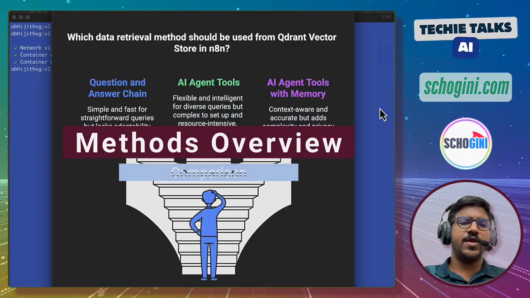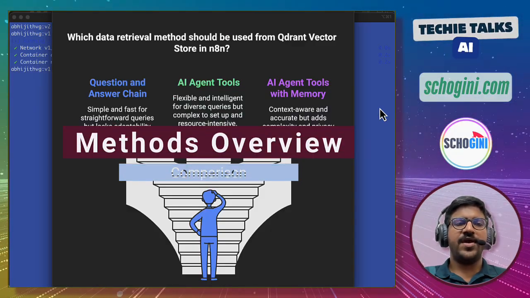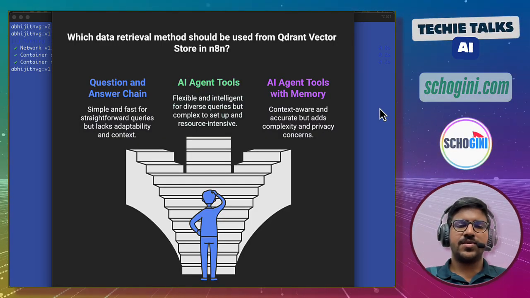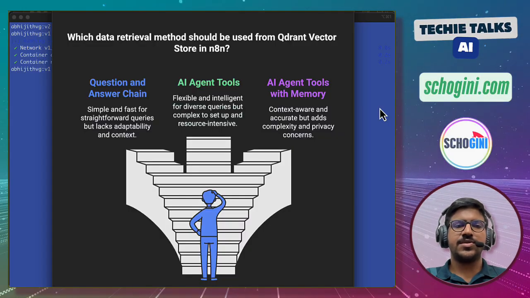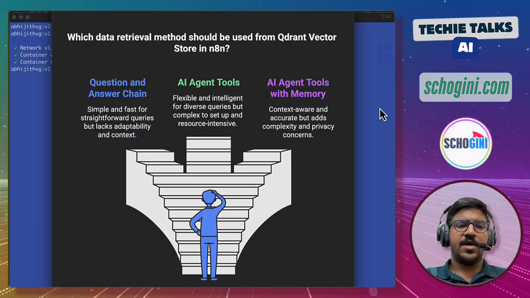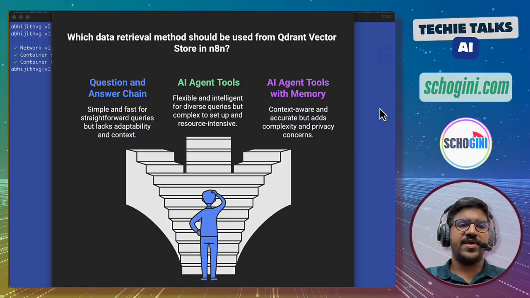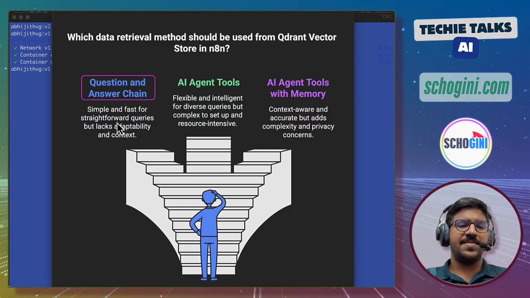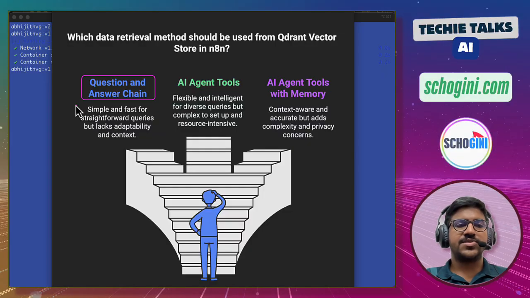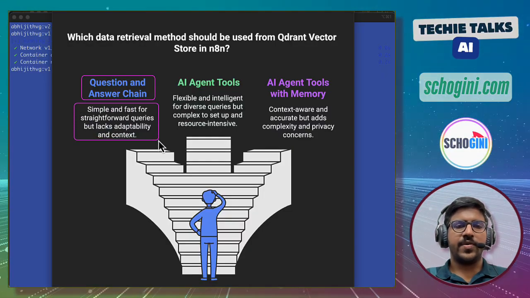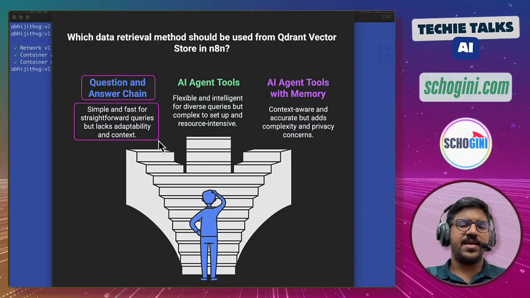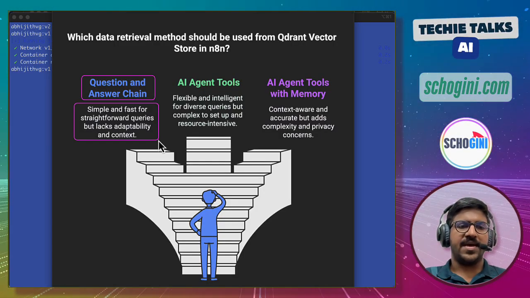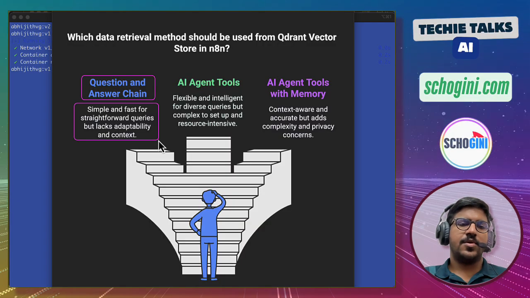So in this video we saw 3 ways in which we will be able to retrieve data from our Qdrant vector store, or to query our Qdrant vector store, using n8n. These are the different options that we used. One is using the question and answer chain. This is the simplest and most straightforward option for querying, but it lacks adaptability and also the context, so it is not that flexible and it is restricted to our knowledge base.